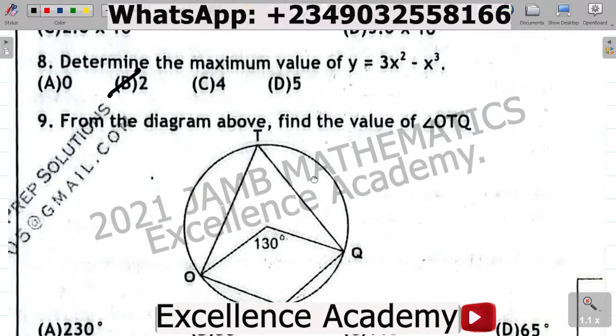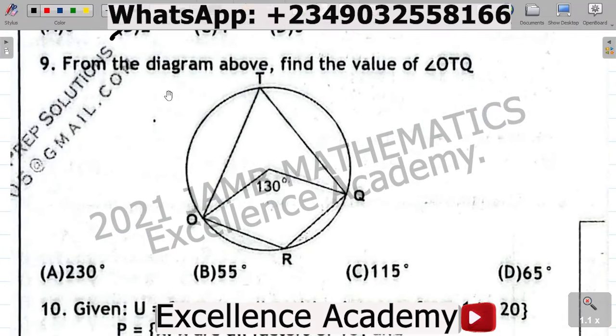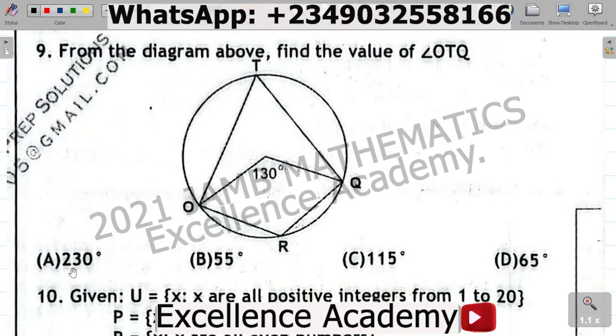All right, next up, question 9. Question 9 says, from the diagram that's here, find the value of angle OTQ. A, 230 degrees. B, 55 degrees. C, 115 degrees. D, 65 degrees. All right, from this diagram here, how do you find the angle?